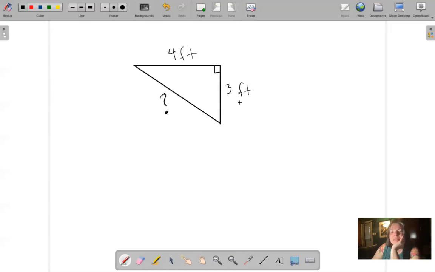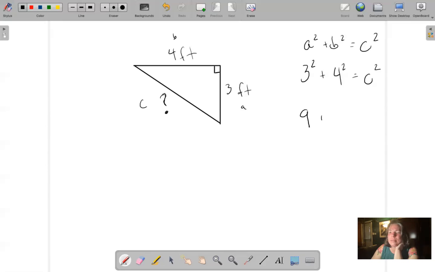Well, I'm going to say this is A, this is B, and this is C. And I know that A squared plus B squared equals C squared. So let's figure it out. Which one is A? This one's A, so 3 squared. Which one is B? This one, plus 4 squared equals C squared. Okay, well, what is 3 squared? 3 times 3 is 9. What is 4 squared? 4 times 4 is 16.